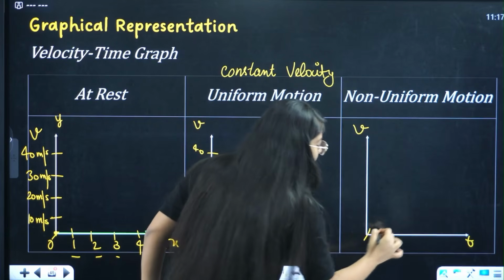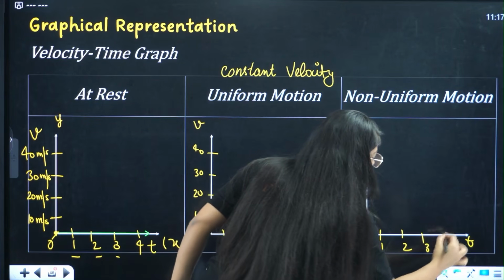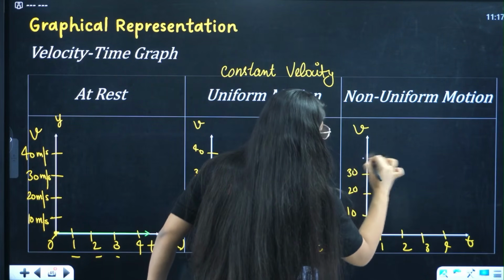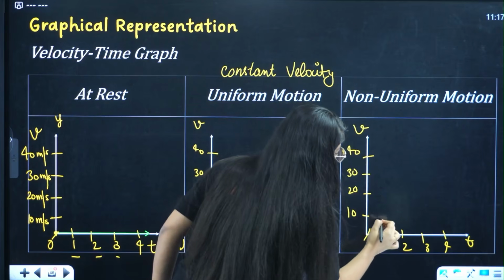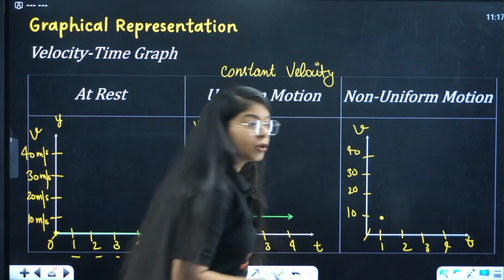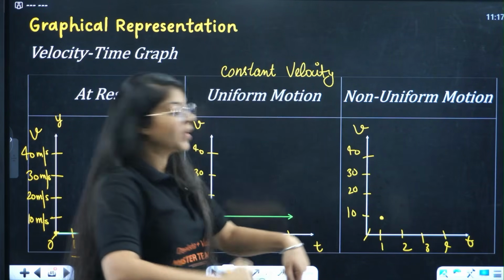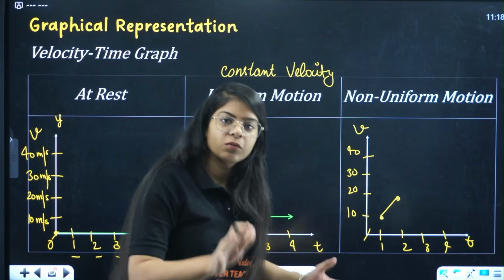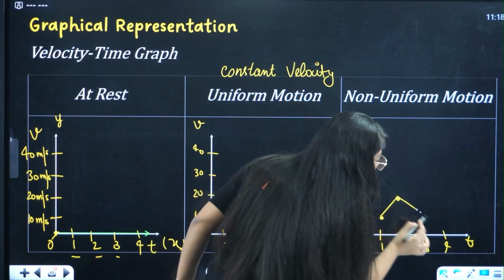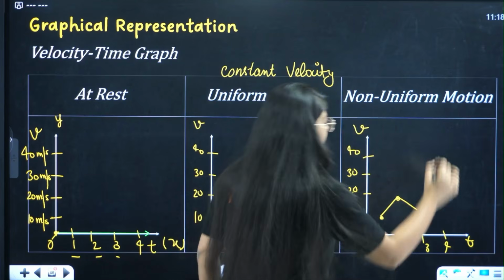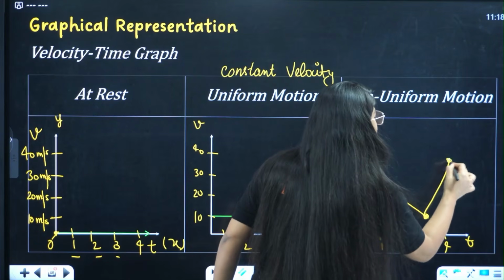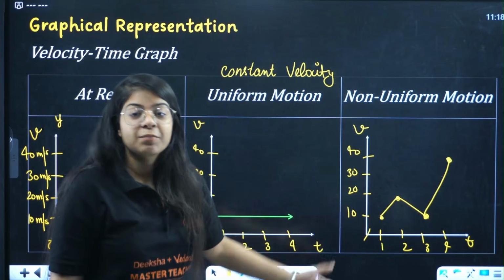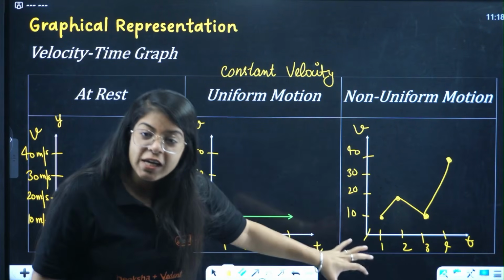Now, in non-uniform motion, the velocity will not be the same. 10, 20, 30, 40. Sometimes it will be 10, but then you accelerate and speed up, and now velocity is 20. Then you take it down, and the velocity is again 10. Then you speed up again, and now velocity is directly 40. So this is non-uniform motion. That means velocity is changing.